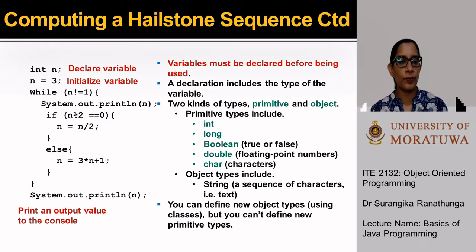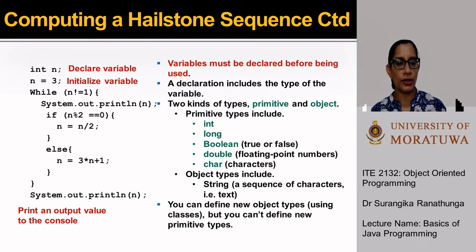Now we are going to improve our simple Hailstone sequence program even further. As you can see, inside the while loop, we have this n. This n is called a variable. However, in Java, you cannot use this n just like this, because the Java compiler does not know what this n is. So we have to define what this n is. n is called a variable, and now this variable has to be declared.